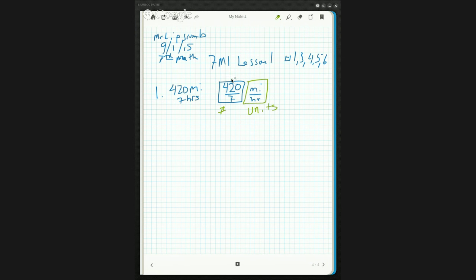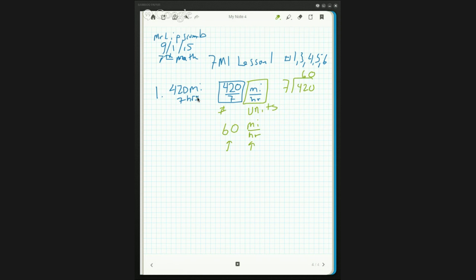And notice also, because we have a fraction over here, 420 over 7, this is accurate in that it is a rate, but this is not the simplified rate. If we want to simplify this down, you'd say, well, 7 goes into 420 60 times. So the best answer here is actually 60 miles per hour, and we have the number and the units.